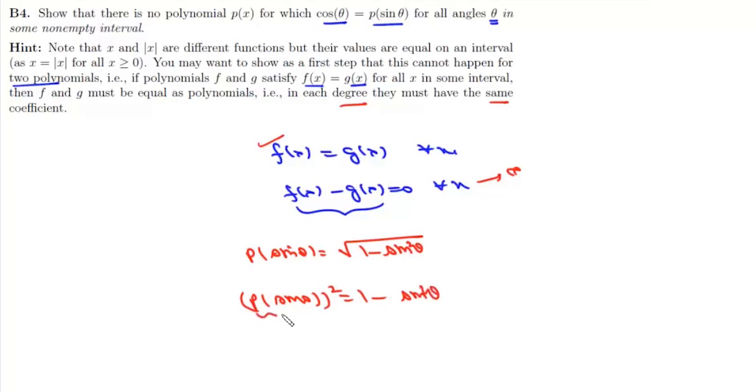Now if we take the square of this polynomial, then the leading coefficient cannot be negative with real coefficients. So that means there is no polynomial p possible for which we have p(sin theta) equals cos theta. So there is no polynomial p(x) for which this is true.